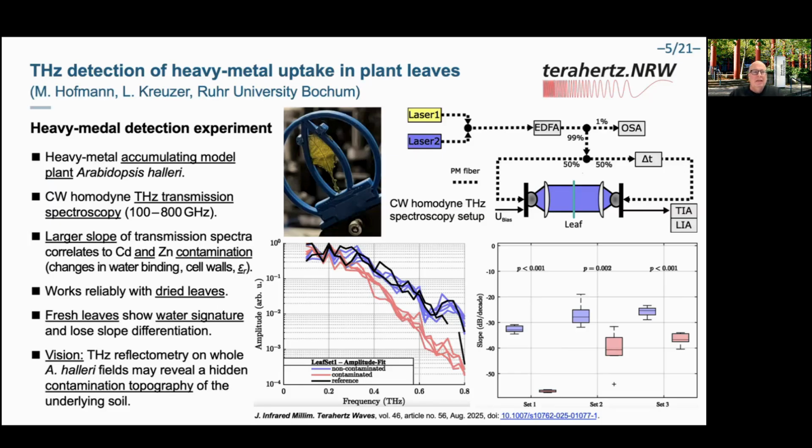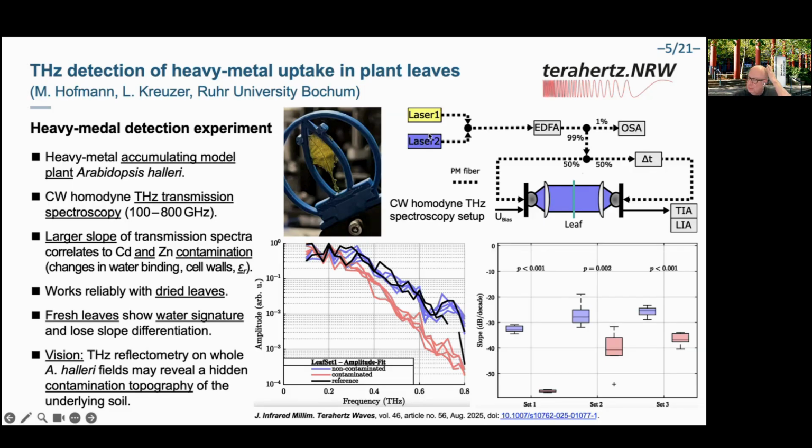What I show here is very successful research that has been carried out by Martin Hofmann and co-workers at the University of Bochum. They looked at terahertz detection of heavy metal uptake in plant leaves, and they looked at a very specific plant. It's the model plant Arabidopsis halleri, which is actually a heavy metal accumulating plant. For the analysis, they used the CW homodyne terahertz transmission spectroscopy system operating in the frequency range between 100 and 800 gigahertz. The system is shown here on the upper right.